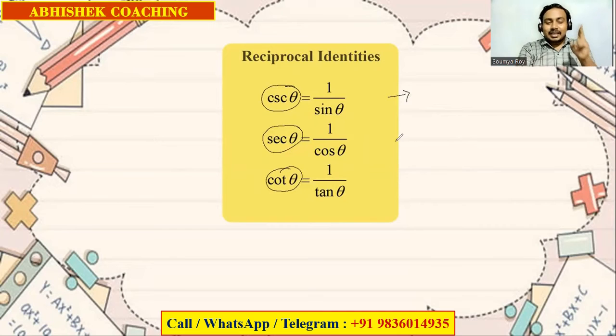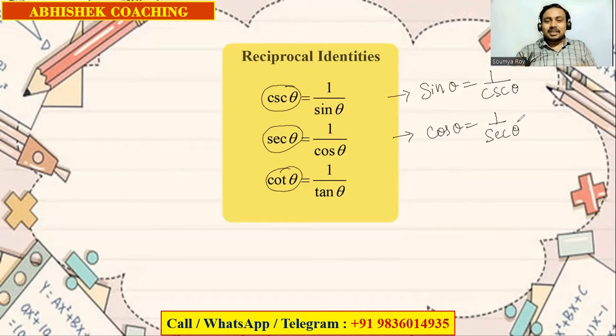Okay, so if I have cosec theta equal to 1 by sin theta, so I can very easily write sin theta will be equal to 1 by cosec theta. Very easy. Then if I have sec theta equal to 1 by cos theta, so I can very easily write cos theta equal to 1 by sec theta. Very easy na. One more thing, cot theta is 1 by tan theta, so tan theta will be equal to 1 by cot theta. Very easy. So I can remember all those. Is it, children? Very easy.